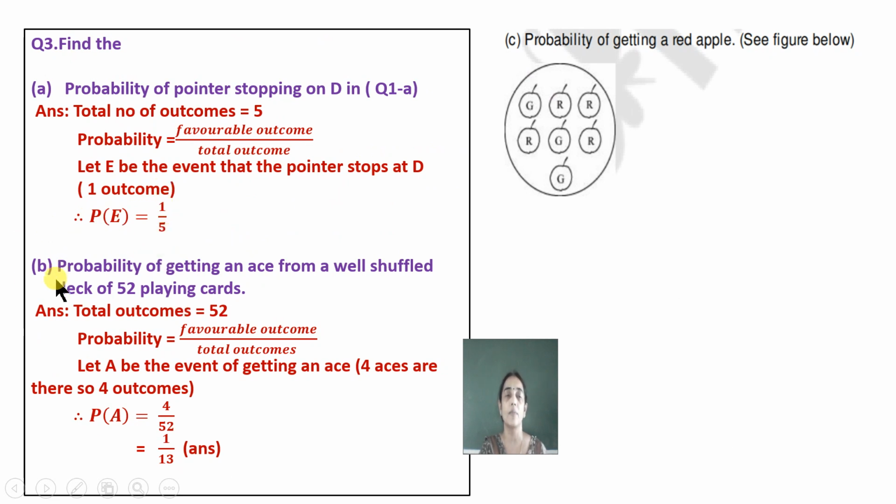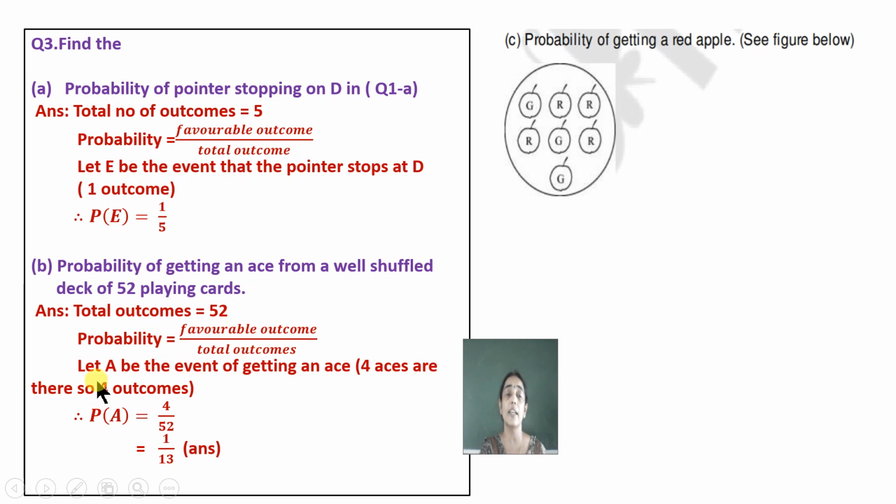Now the second random experiment is probability of getting an ace from a well shuffled deck of 52 playing cards. So ace means ikka, and there are 4 aces in a deck of playing cards. So first, how many playing cards are there? 52. So you write down total outcome is equal to 52. Then we write down the formula, probability is equal to favorable outcome upon total outcome.